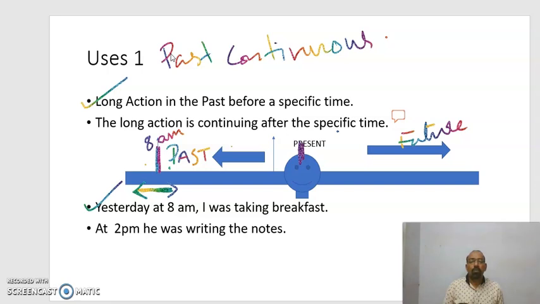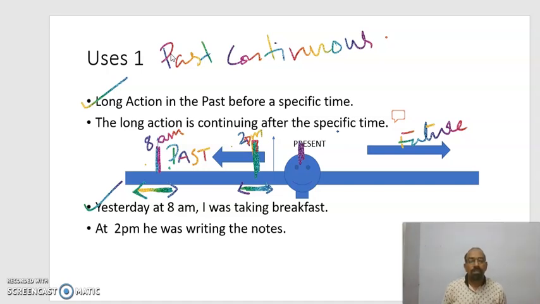Take another at 2 p.m. Consider here a past time. Here it is 2 p.m. At 2 p.m. he was writing the notes. So here also you can see a duration of time period. It started maybe at 1:30 and ended at 2:15 or 2:30. So we take it as 2 o'clock. At 2 p.m. he was writing the notes.